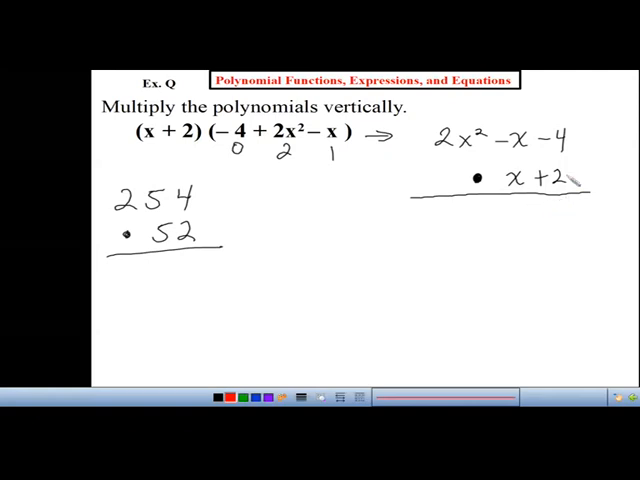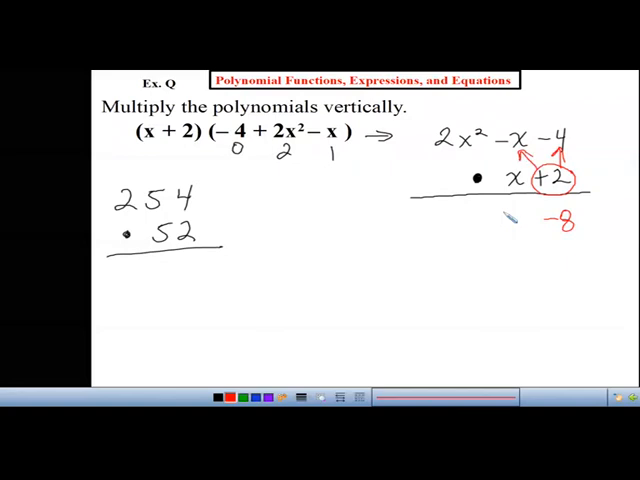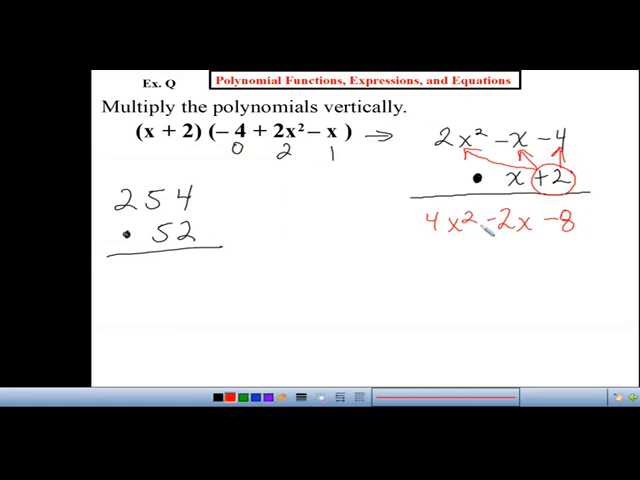Here it goes. I'm going to start with the first term of the second one. I'm going to multiply times all 3. So what is 2 times negative 4? Negative 8. What is 2 times negative x? Negative 2x. What is 2 times 2x squared? That's 4x squared.